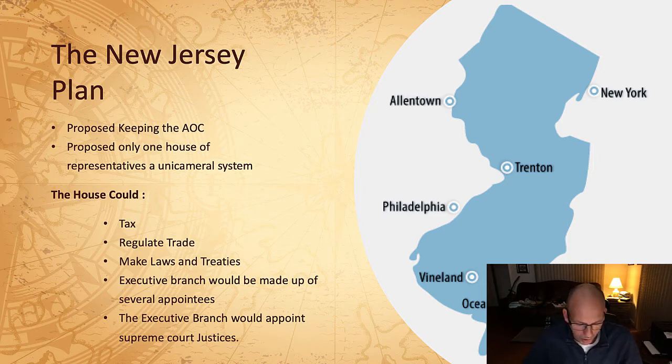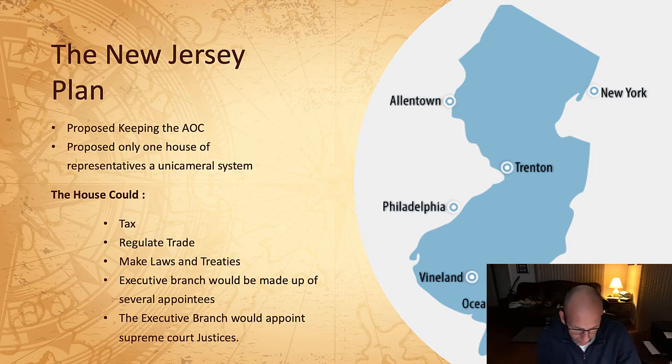So the ability to regulate trade between states, that was a specific power that was granted. Under this plan, Congress, one house, would choose members of the executive branch, and the executive branch would select the court. Connecticut and Delaware were the main supporters of this plan. Just kind of recapping some of that there.